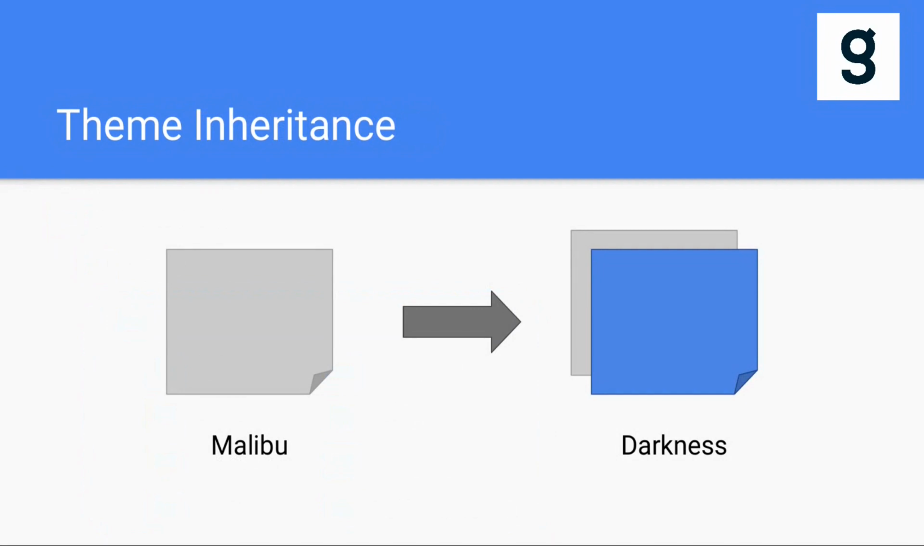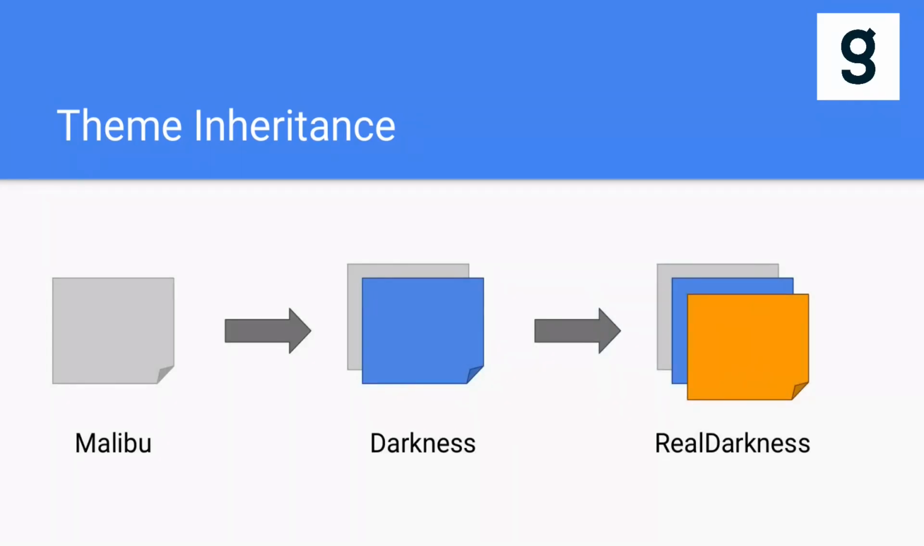As previously mentioned, the new theme system allows us to make use of the theme inheritance feature. Our darkness theme will inherit from Malibu, but that's not the limit. You can create unlimited inheritance chains. For example, you can create a new theme called Real Darkness and extend from Darkness. And then we can create another theme, like Christmas Real Darkness, and extend from Real Darkness, and so on and so on. So the possibilities are endless.